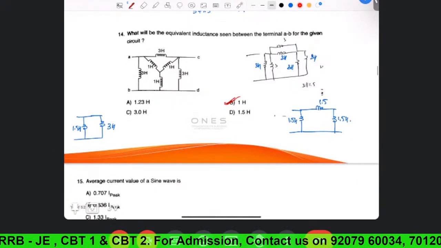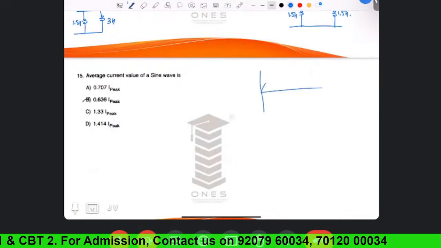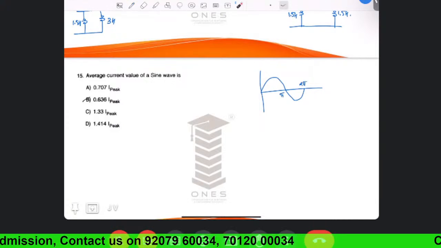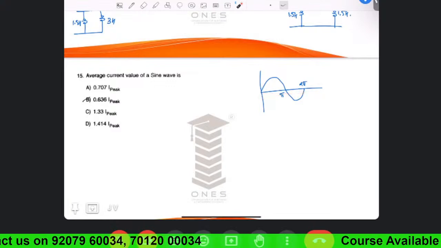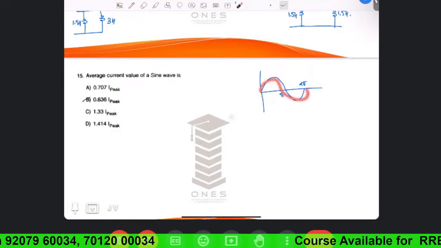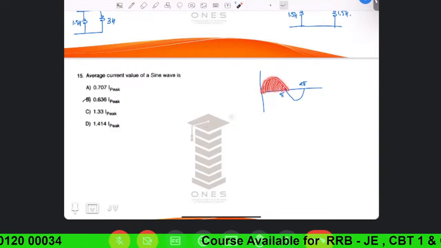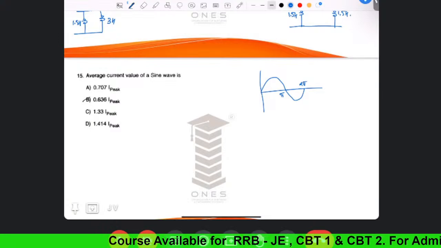Next, the average current value of a sine wave is. What is a sine wave? You have to find out the average value. Okay, this is the total time period T. If you find the average value over the total time period T, you will get 0. So you always have to find it for the half time period.